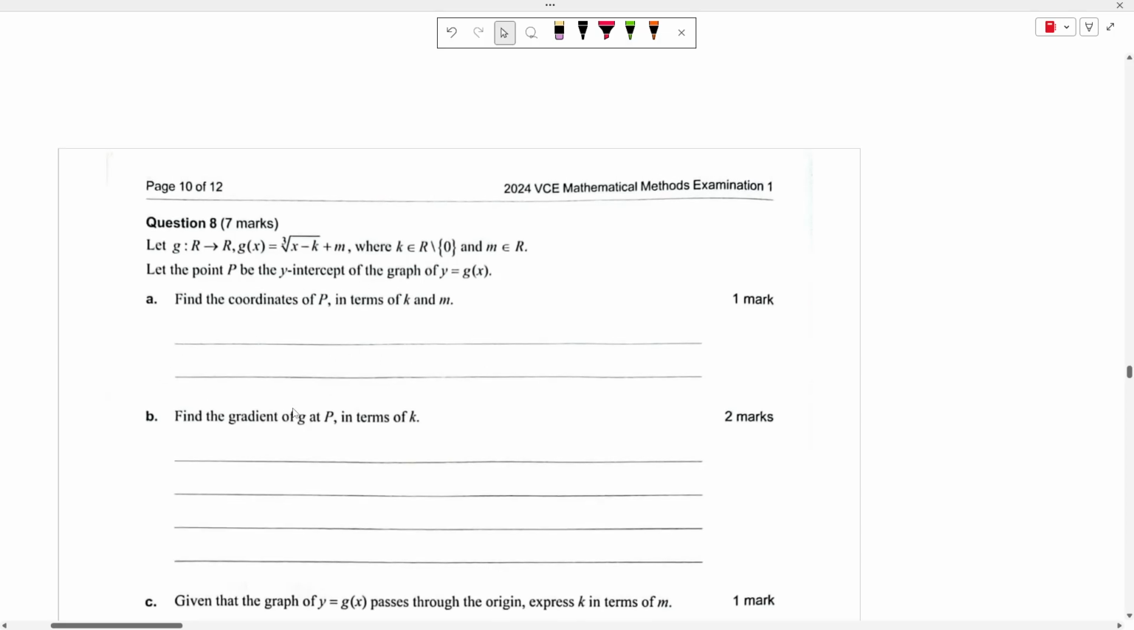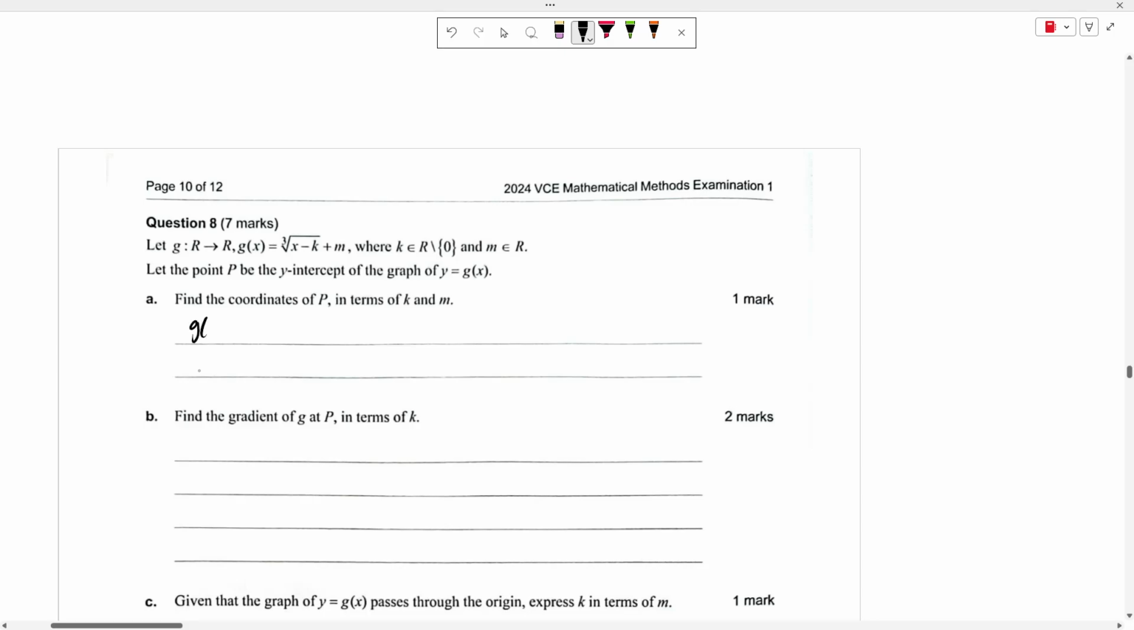Okay, coming on to the last page, we have this function g of x, which is the cube root of x minus k plus m. K can be any real number except 0, and m can be any real number. Let the point P be the y-intercept of y equals g of x. Find the coordinates of P in terms of k and m.